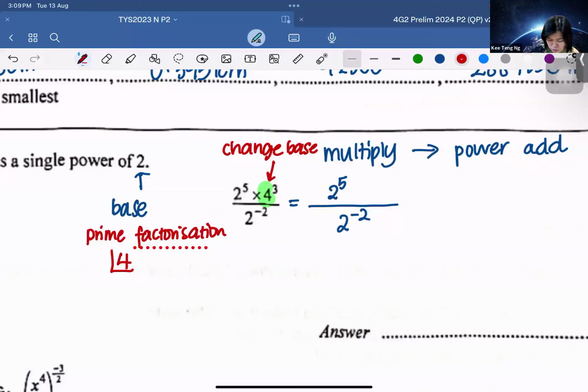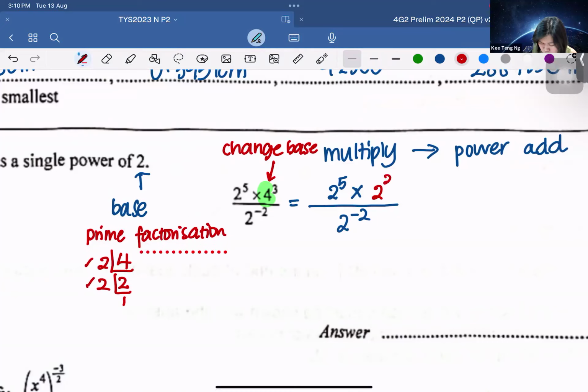Okay, 4 divided by 2. Then I get a number 2, divided by 2 again. I get a number 1. So the number 4 changed to base 2. So in this case, I have 2 to the power of 5 times base 2 to the power of 12.